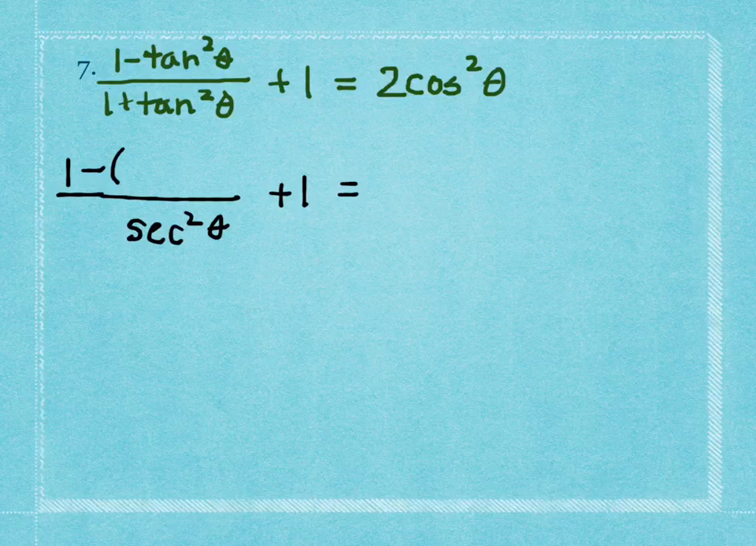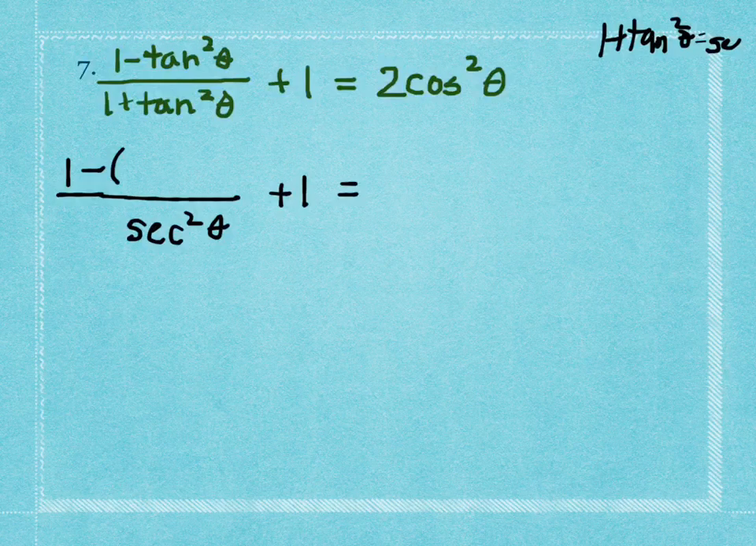So think about the identity that starts out 1 plus tangent squared equals secant squared. Okay, let's try that again. Secant squared.